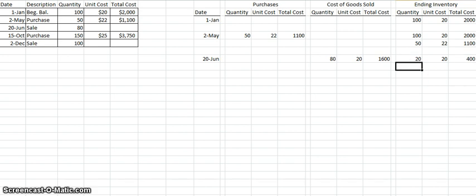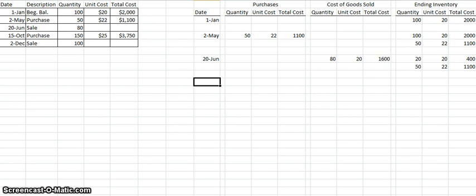Okay, so we've got $400 left there. We haven't messed with the 50. They're all still there. So 50 at $22 for $1,100, still there. Remember, you've got to bring them down and keep them in order, or this is going to get confusing. So make sure you do that. Just skip a line, bring it back down.